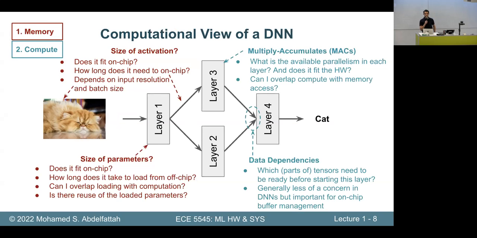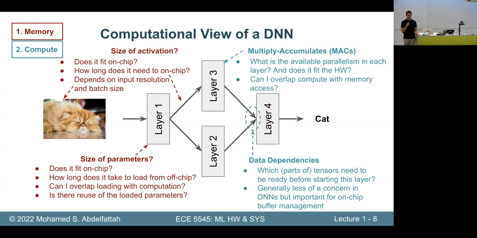And so other than memory, the second thing is compute. How much computation do I need to make, and what is the parallelism in each of those layers? That will help me figure out how to map those computations onto a piece of hardware.